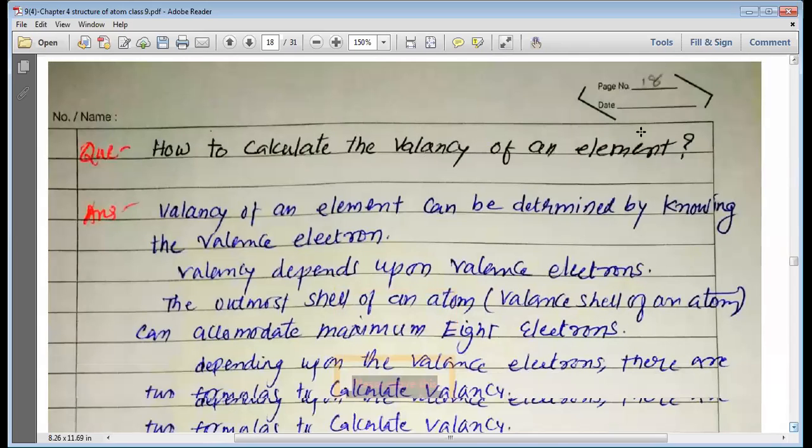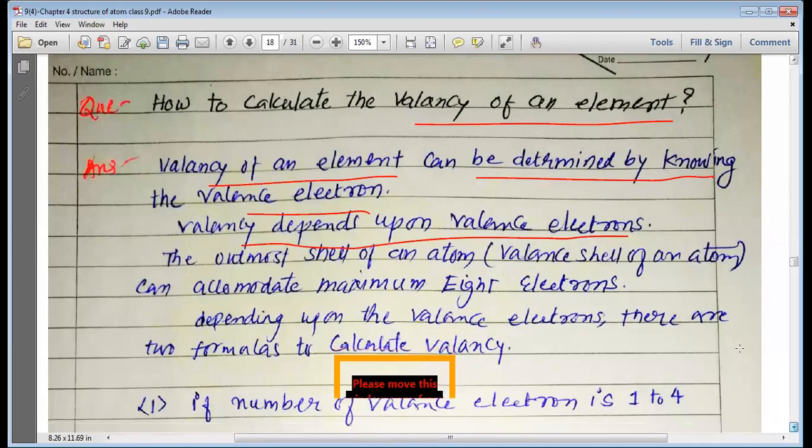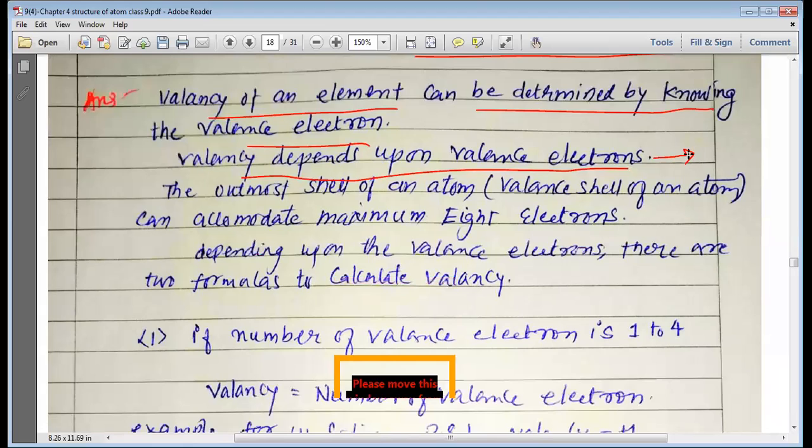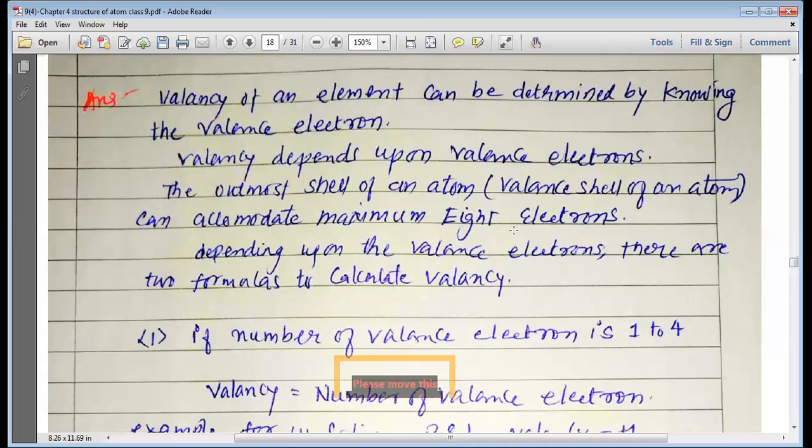How to calculate the valency of an element? Let us study it. Valency of an element can be determined by knowing the valence electrons. So valency depends upon the valence electrons, my dear students. We have just seen that the total number of electrons present in the outermost shell are known as the valence electrons. The outermost shell of an atom, that is the valence shell, can accommodate a maximum of 8 electrons. Please remember that.